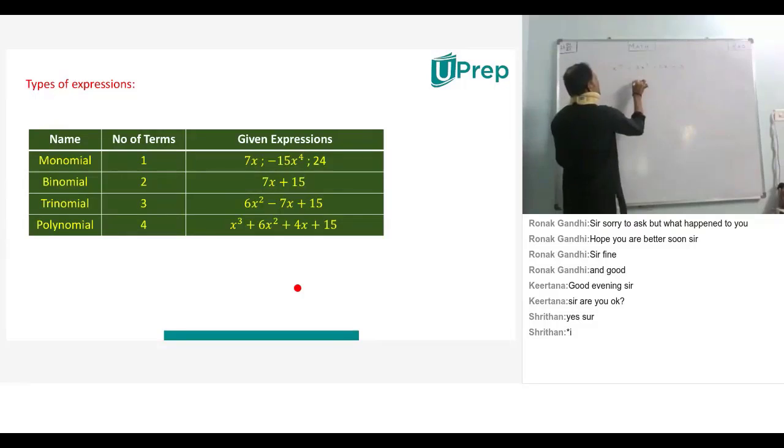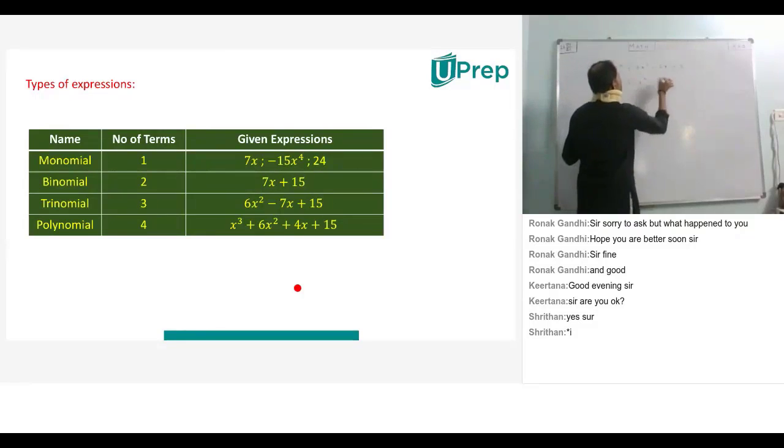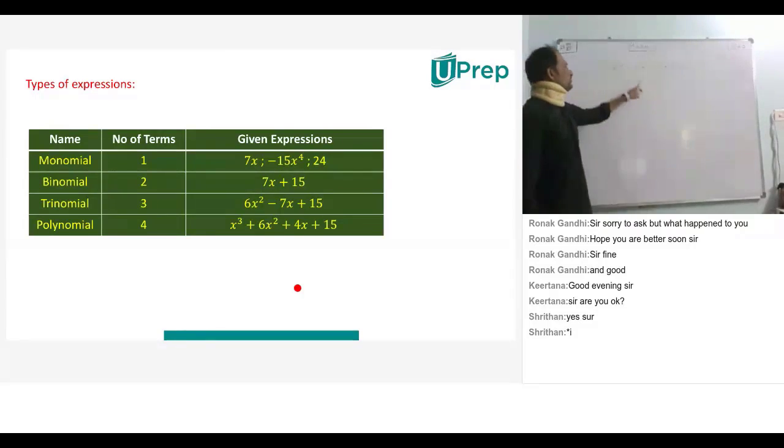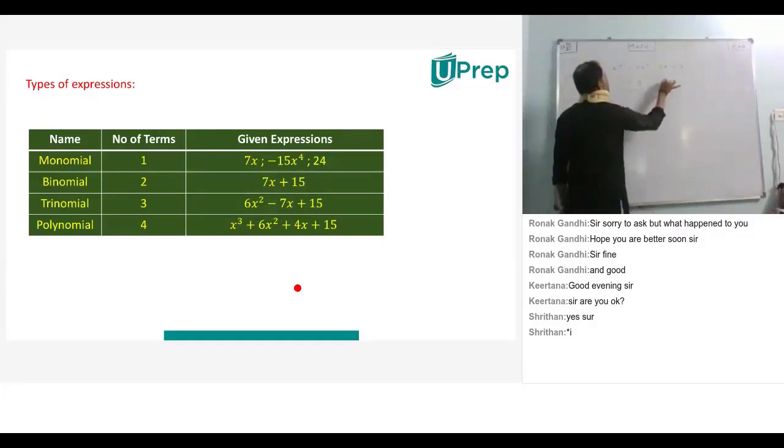Square root of y square minus 2. We have a variable y and the power of y is 2. Is it a non-negative integer? Yes. So it is also a polynomial.